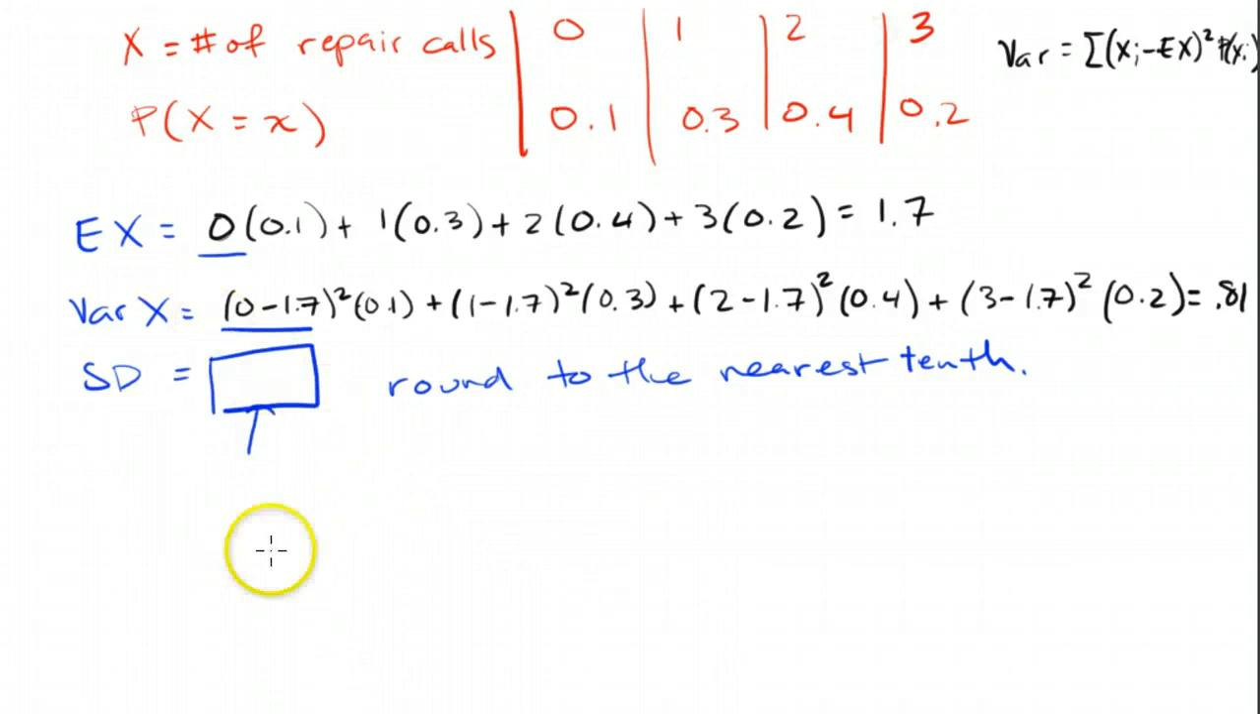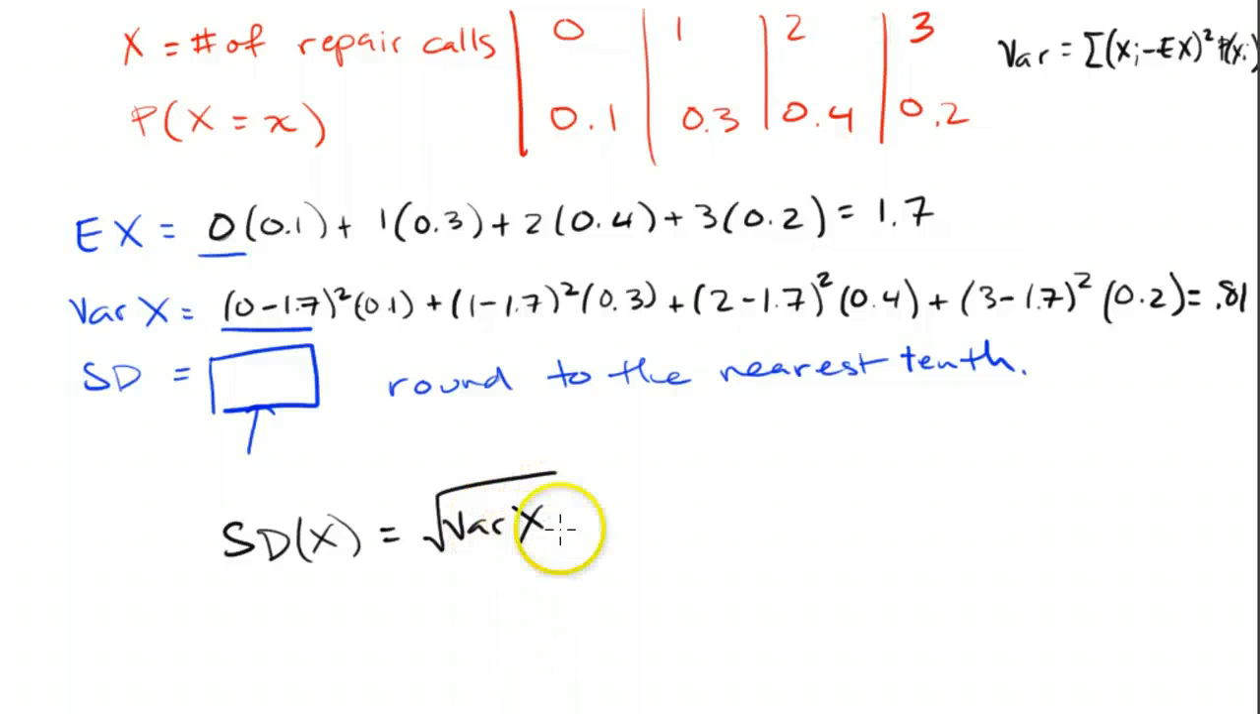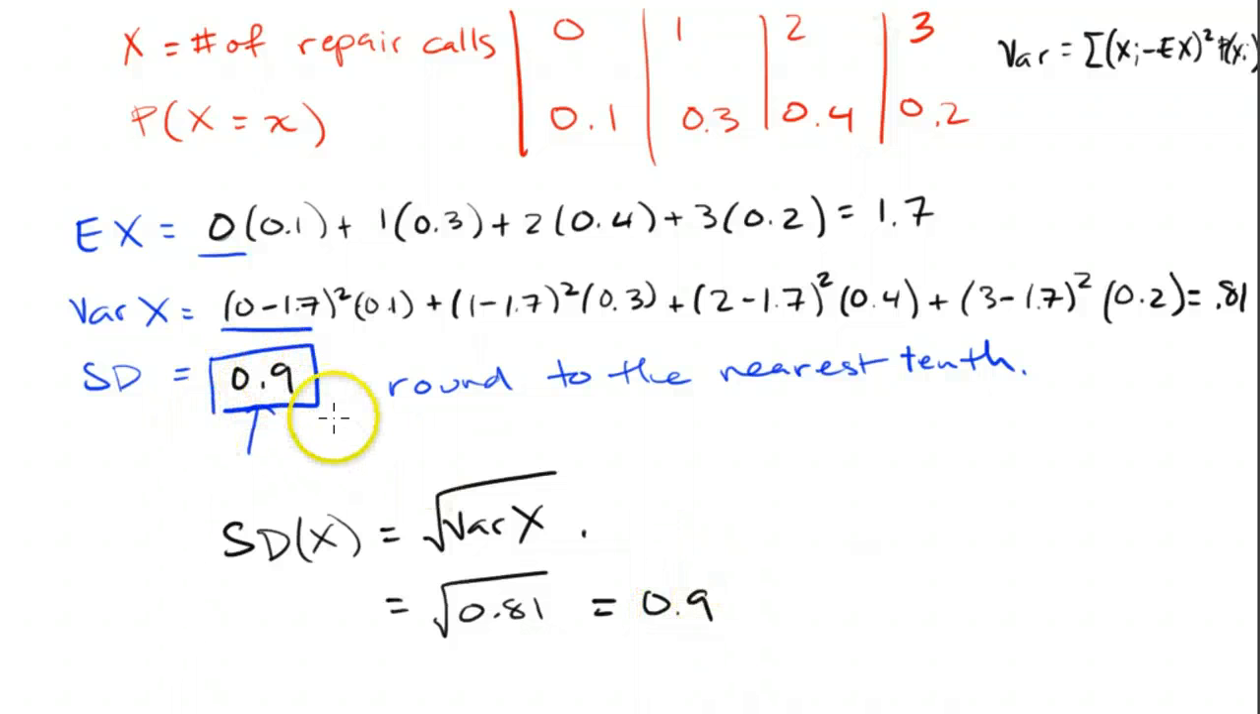Right? And so lastly, I guess I didn't need the space. Lastly, what we need to do is find the standard deviation. And remember that standard deviation of our variable x is the square root of the variance of x. So all we have to do is take that 0.81 and square root it. So I want to just take the square root of 0.81, and that's equal to 0.9. So that's what we're going to put in here, 0.9.